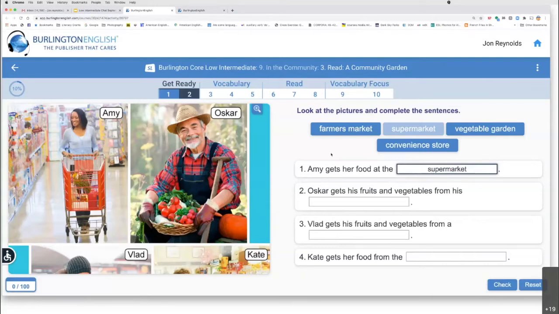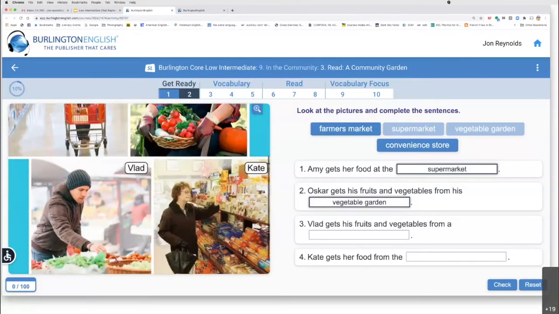Oscar gets his fruits and vegetables from his vegetable garden. Yeah, kind of looks like he's a gardener, right? I see here he's got some sort of tools, and those vegetables look perfect, don't they? They don't look real. That's a very orange pumpkin there. That's like super orange. All right, let's look at Vlad.